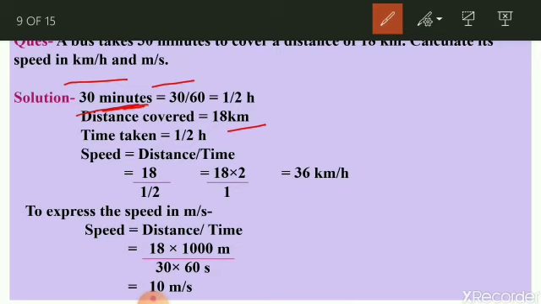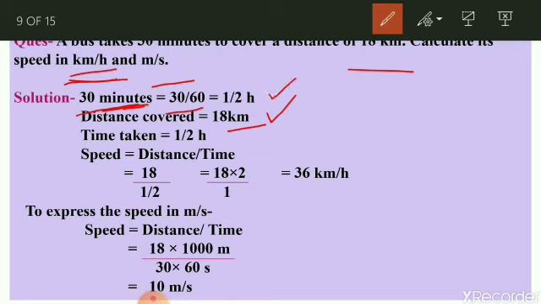So the data is given: time is in 30 minutes, and distance is in kilometer. First we'll find the speed in kilometer per hour. Distance we have in kilometer, but time we have in minutes. You all know how to convert minute into hour. We will divide 30 by 60, so it will be 1 by 2 hour, means half an hour.